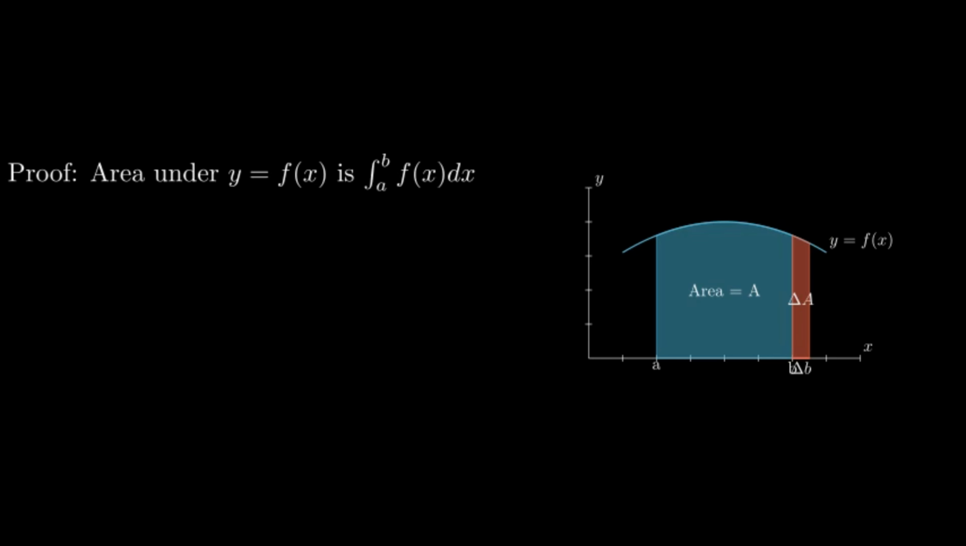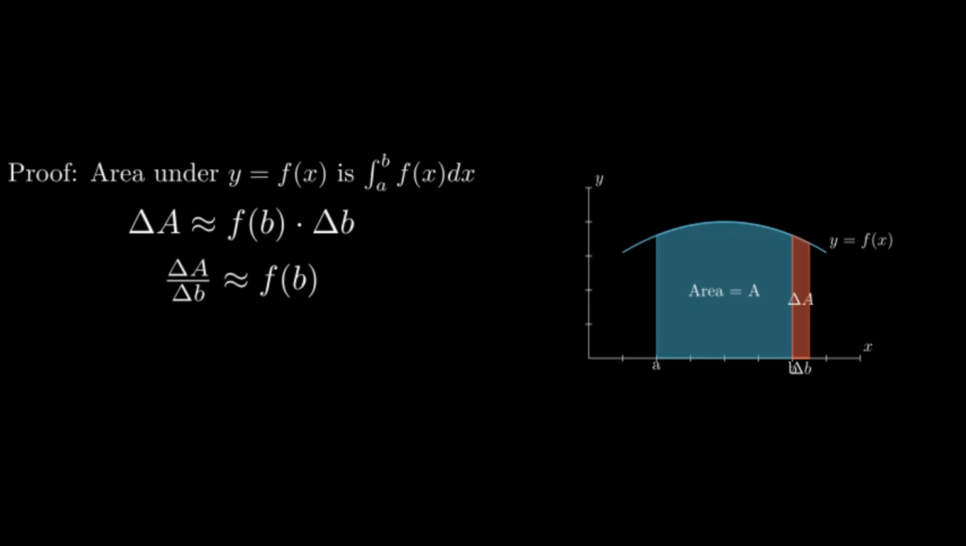Now, if delta b is very, very small, this little sliver of area is almost a perfect rectangle. The width of this rectangle is delta b, and its height is approximately f of b, the value of the function at that point. So we can say that the change in area delta A is approximately f of b times delta b. This is an approximation because the top of the sliver is curved, but as delta b gets smaller, the approximation gets better and better. If we rearrange this, we get that delta A divided by delta b is approximately f of b. This expression is the average rate of change of the area with respect to b.